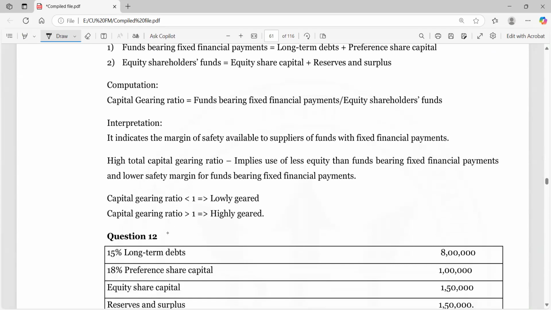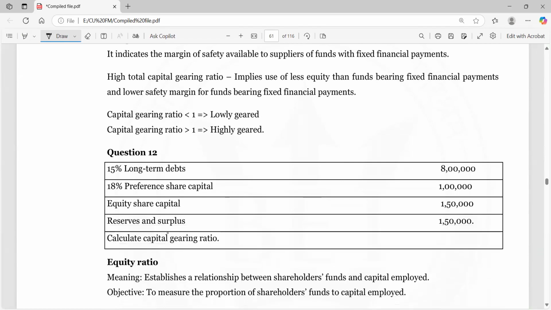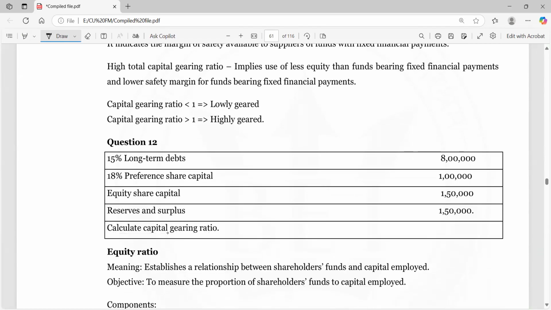So look at the calculation formula. It is debt plus preference share capital divided by equity shareholders fund. Interpretation we will do after solving this question. So calculate the capital gearing ratio and tell me the numbers. How much is it? 3:1. And how do you interpret this? For every 1 rupee of equity, there is 3 rupee of funds bearing fixed financial payments.